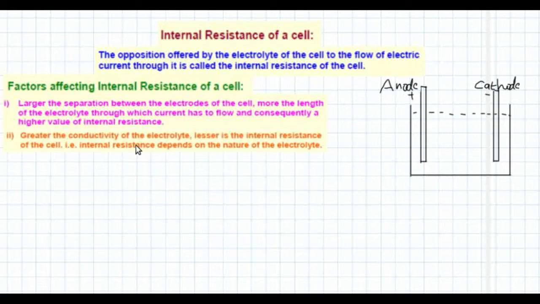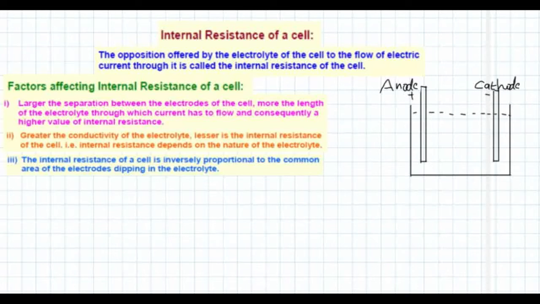Then the greater the conductivity of the electrolyte, the lesser is the internal resistance of the cell. That is, internal resistance depends on the nature of the electrolyte. There will be some electrolyte for which the conductivity is less. In that case, internal resistance will be more. And if the conductivity is a higher value, then conduction is more or internal resistance is less. So that means the nature of the electrolyte affects the internal resistance of the cell.